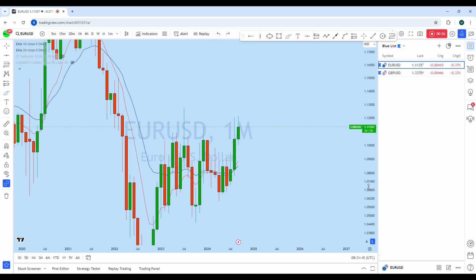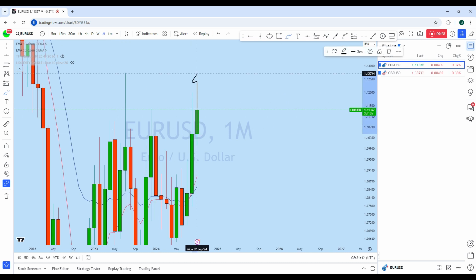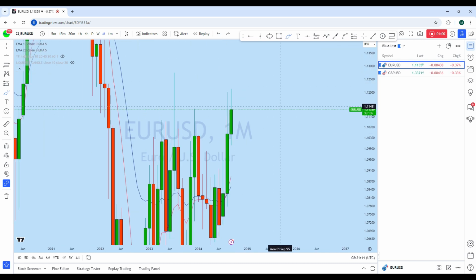So we can see that the market from the support level, as expected, had a significant bounce towards the upside to fill that previous monthly long wick. Currently we see the price on a monthly pullback, and we can expect again a potential bounce towards the upside.